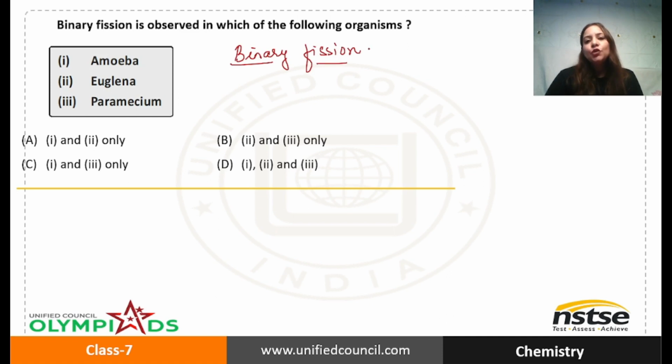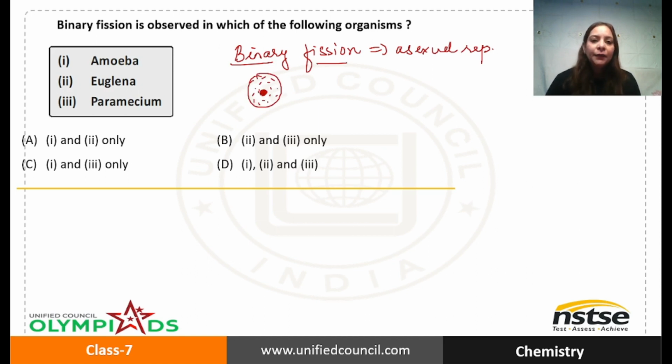See, binary fission is one of the methods of reproduction, an asexual method. When I say asexual, that means it doesn't involve any sort of fertilization. Now in binary fission, what happens? A cell grows in size, and it has its genetic material also.